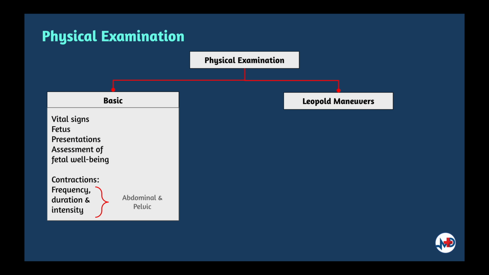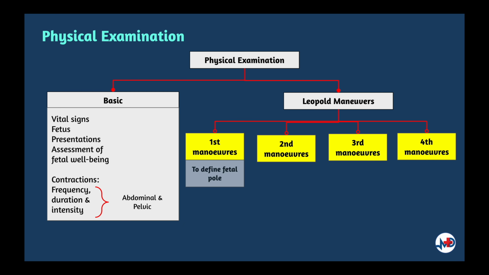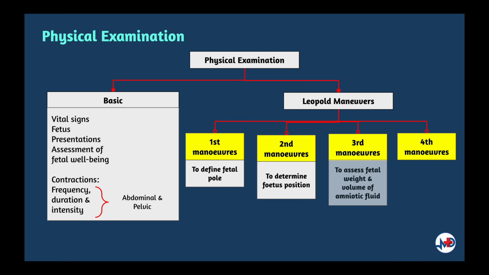Next are the physical examination findings. So the basic signs that you will need to collect in the beginning would include the patient's vital signs, fetal presentation, assessment of fetal well-being, and of course, the frequency, duration, and intensity of uterine contractions. Then you can also perform the abdominal examination, also known as the Leopold's maneuver.